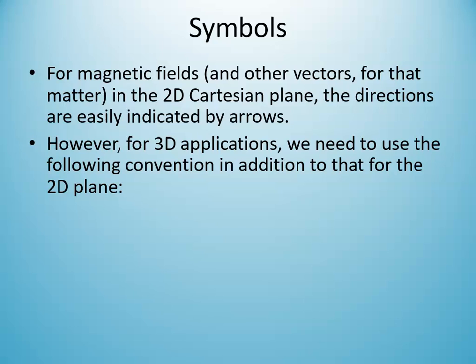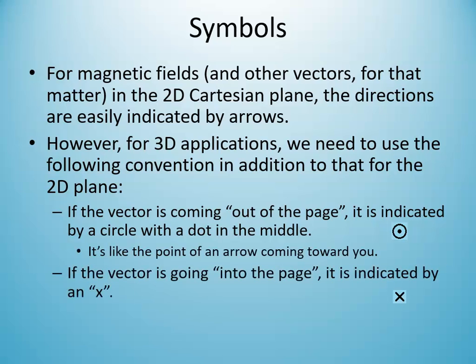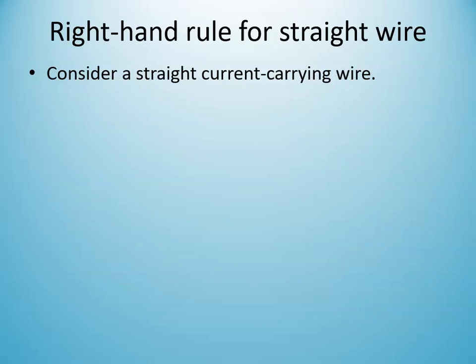So when you're dealing with a 2D Cartesian plane, the directions are usually fairly simple to figure out, but for 3D applications, we need to think about the right-hand rule and add a couple of symbols for dealing with things going into the page or out of the page. If a vector is coming out of the page, it's indicated by a circle with a dot in the middle, kind of like an arrow coming right toward you with the tip of the arrow in the middle of the overall arrow. If it's going into the page, that is away from you, it's kind of like looking down the tail of an arrow, like the feathers at the end of the arrow, so you're looking down that way. So the tail of an arrow flying away from you.